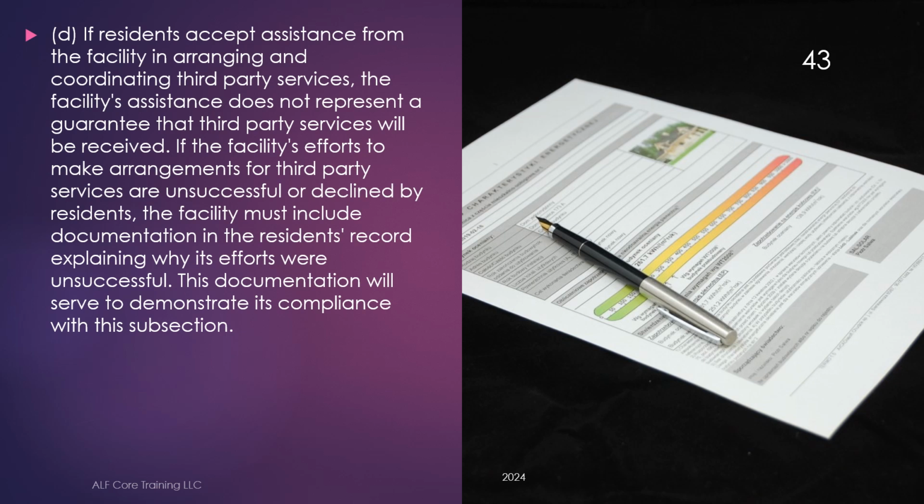If residents accept assistance from the facility in arranging and coordinating third-party services, the facility's assistance does not represent a guarantee that third-party services will be received. If the facility's efforts to make arrangements for third-party services are unsuccessful or declined by the resident, the facility must include documentation in the resident's record explaining why its efforts were unsuccessful. This documentation will serve to demonstrate its compliance with this subsection.